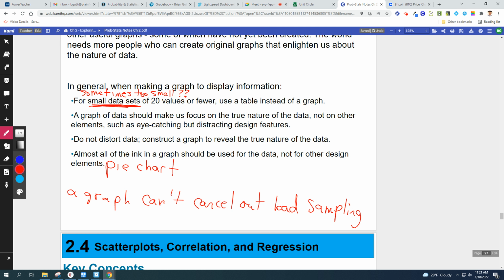Just because you draw a graph isn't going to cancel out bad sampling. If you've got bad numbers, bad data, bad methodology, you can't just draw a picture and expect that to be okay. So a graph can't cancel out bad sampling.